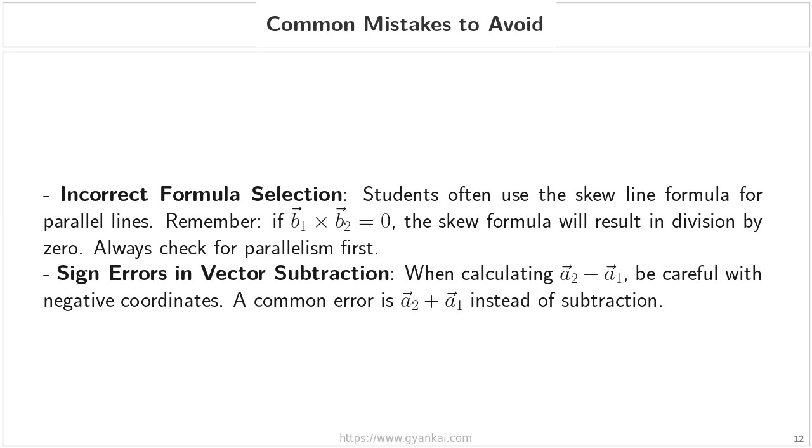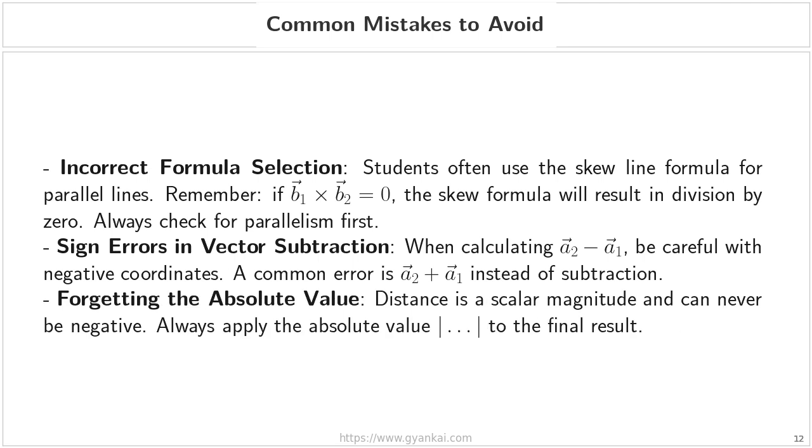Second, watch out for sign errors during vector subtraction. When you are calculating the difference between the position vectors, a2 minus a1, it is incredibly easy to lose track of a negative sign, especially when the coordinates themselves are negative. I have also seen many students accidentally add the vectors, a2 plus a1, instead of subtracting them. Precision here is vital because this bridge vector is the foundation of your entire calculation.